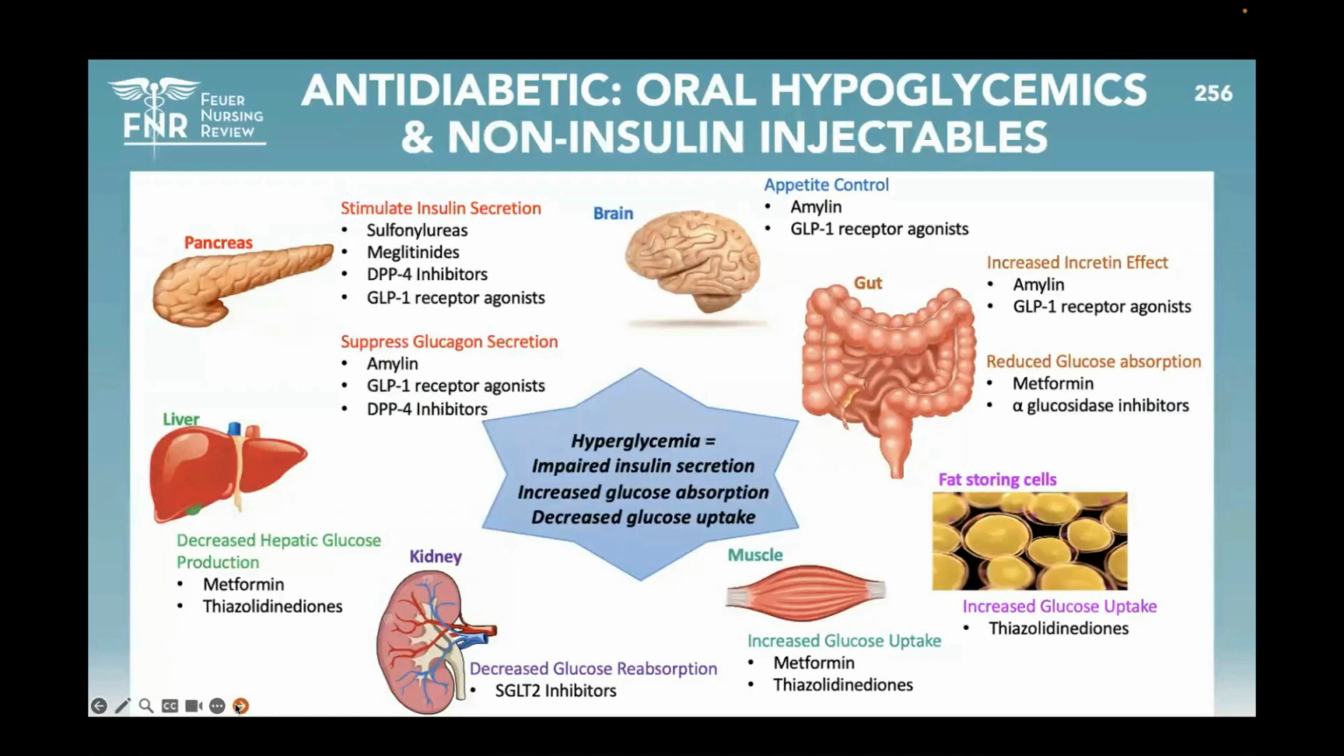Some of them decrease glucose production in the liver. Some of them block reabsorption in the kidney to push it out into the urine so it doesn't go back into the body. Some of them promote uptake into fat and muscle. Some of them block reabsorption of glucose in the gut, as well as working on appetite control.